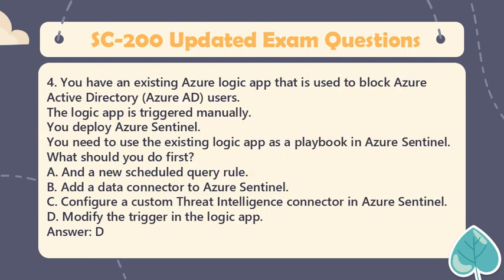4. You have an existing Azure Logic app that is used to block Azure Active Directory (Azure AD) users. The Logic app is triggered manually. You deploy Azure Sentinel. You need to use the existing Logic app as a playbook in Azure Sentinel. What should you do first? A. Add a new scheduled query rule. B. Add a data connector to Azure Sentinel. C. Configure a custom threat intelligence connector in Azure Sentinel. D. Modify the trigger in the Logic app. Answer: D.